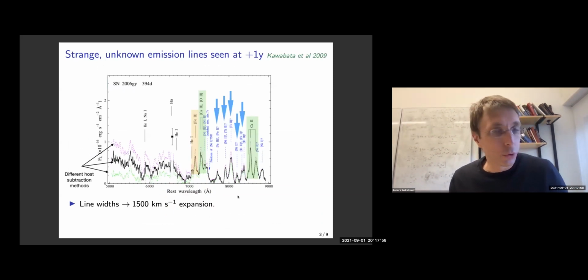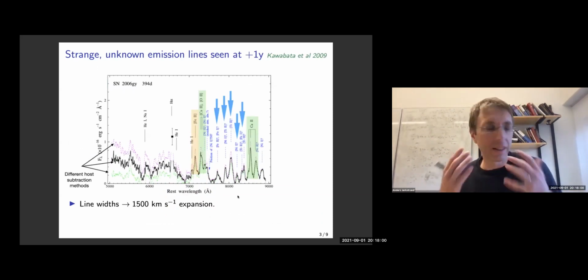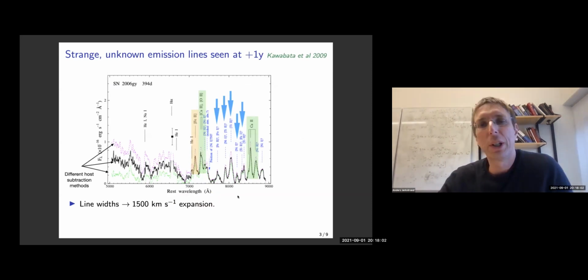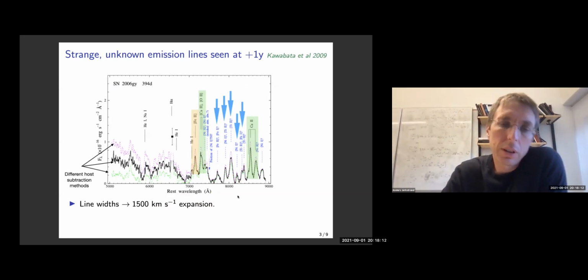So let's go back to 2006 GY. The last information we got on the supernova was this spectrum. This is the last spectrum obtained. It was one year after explosion. And after that, the supernova faded, it was so dim that we couldn't really get any data on it any further. And here something happened which really doesn't happen often in supernova research.